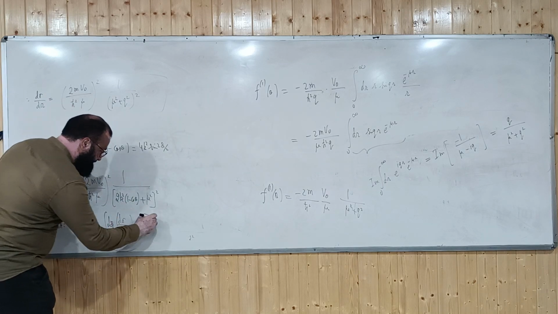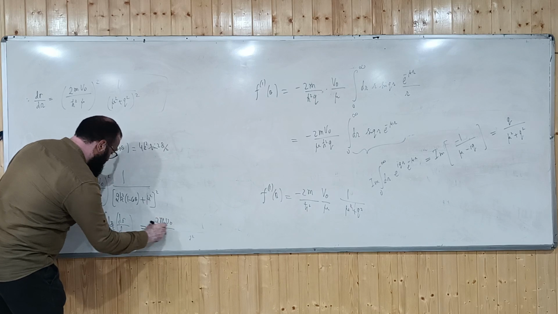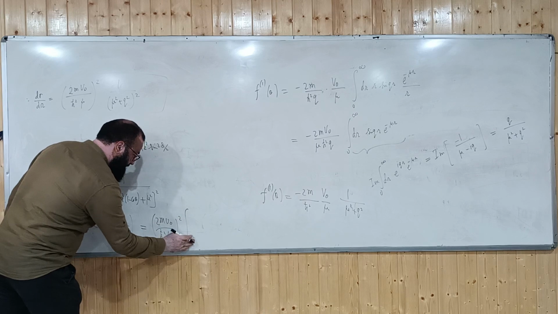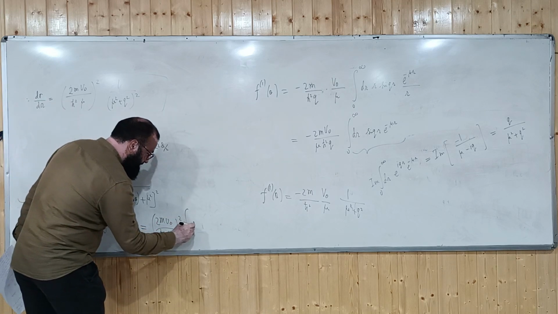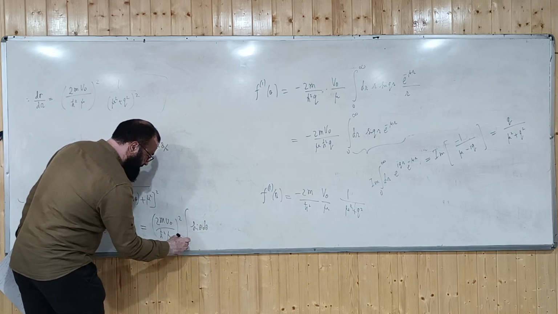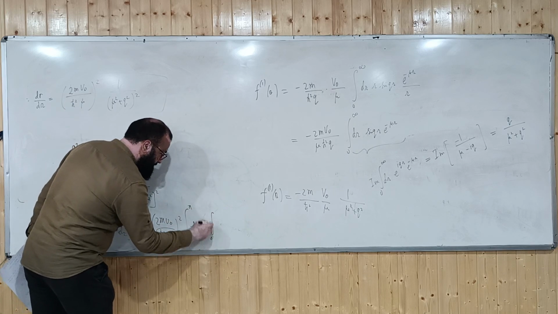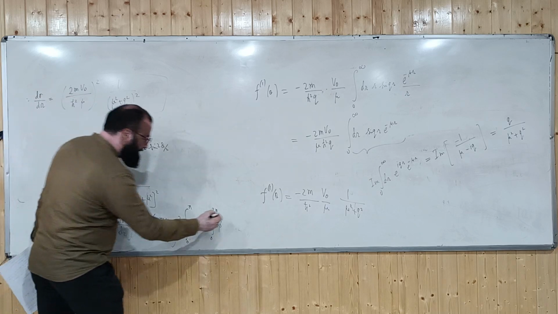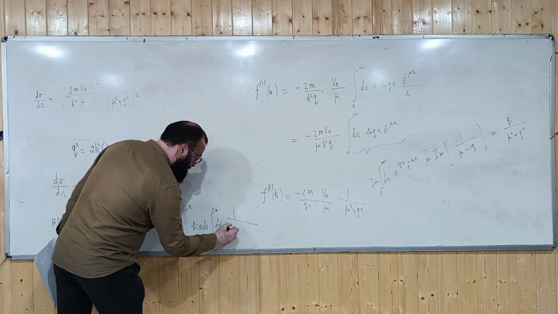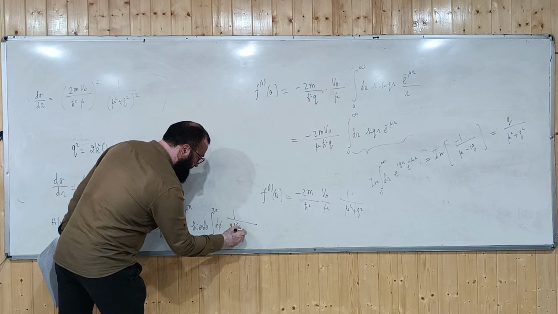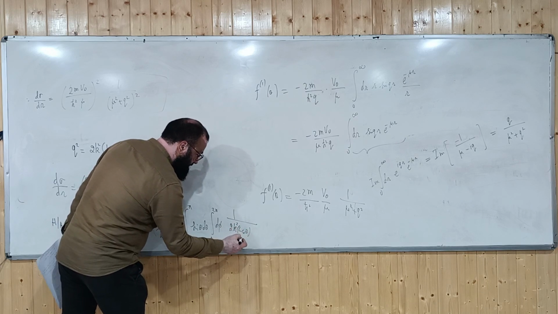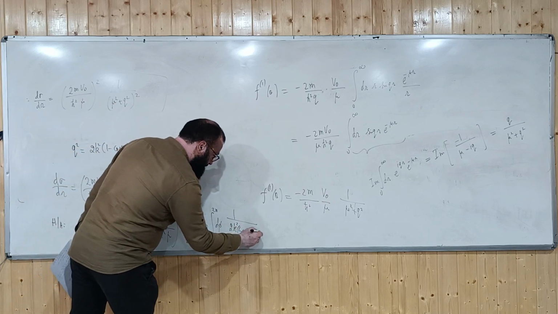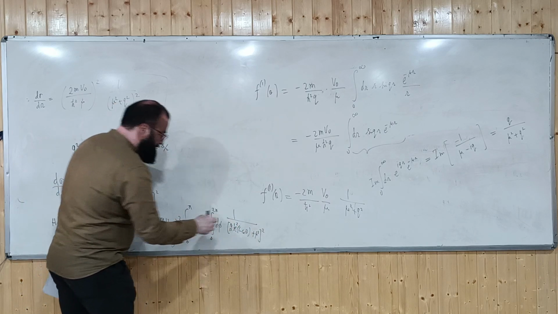It will be simply twice m v naught by h cross square mu whole square. This integration will be sine of theta d theta from 0 to pi, and 0 to 2 pi d phi. It is a solid angle. Then 1 divided by twice k square into 1 minus cos of theta plus mu square, whole square.